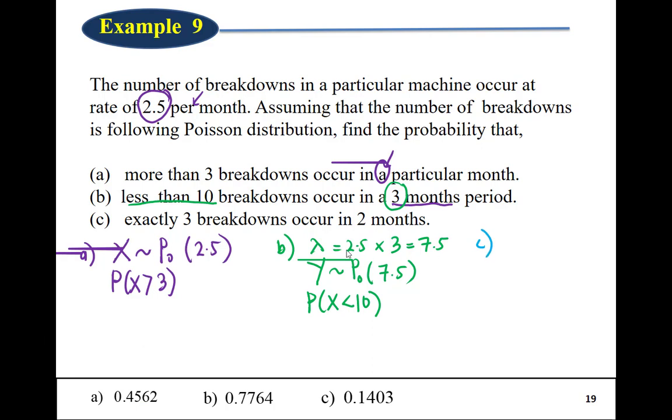Question C, 2 months. Okay, we are going to change the lambda. Lambda is 2.5 multiplied by 2, which equals 5. So for the new distribution, let's say distribution A, the lambda is 5. The question is exactly 3. So P of X equals 3.